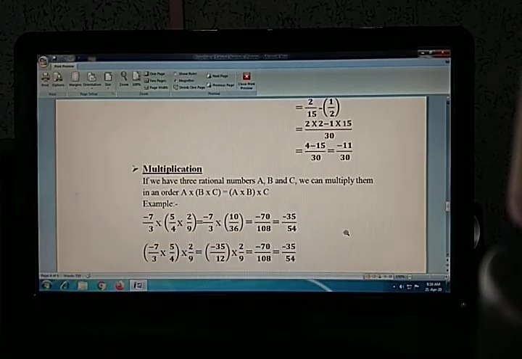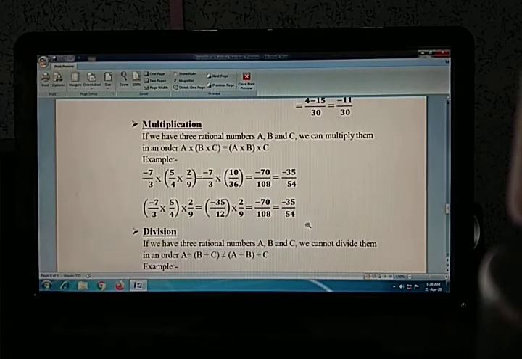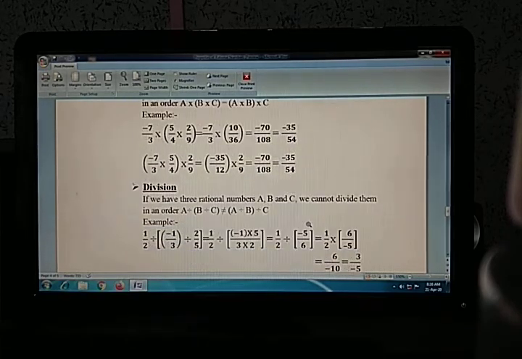In case of multiplication, yes, definitely it will hold. That is, a into b into c inside bracket will be equal to a into b inside bracket into c. So I have taken some examples, you can see. Here the answer is the same, minus 35 by 54 in both the cases. So in case of multiplication, the associative property holds.